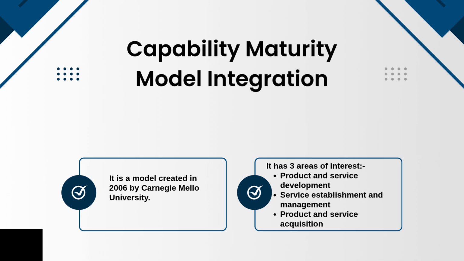This area focuses on establishing, delivering, and managing services effectively. Organizations need to ensure that their services are properly planned, monitored, and continuously improved so that customers receive high quality and reliable services. The third area is product and service acquisition. This area focuses on acquiring products and services from external suppliers. It involves selecting the right vendors, managing contracts, and ensuring that the purchased products or services meet the organization's requirements and quality expectations.